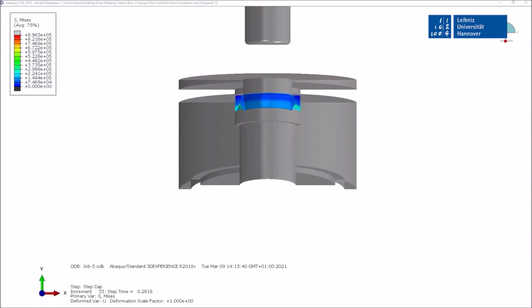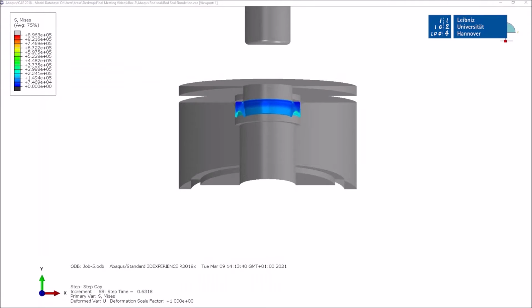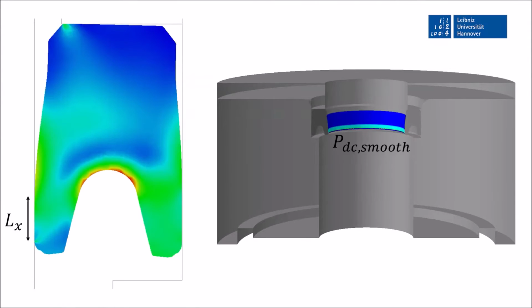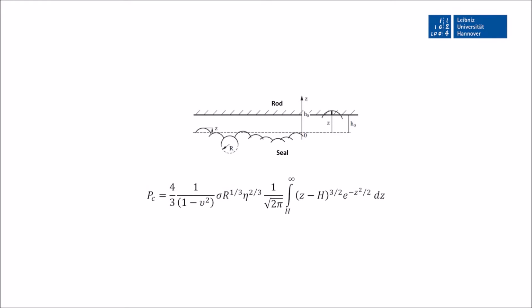Afterwards, a static contact mechanics and deformation analysis of the untextured seal is performed by finite element analysis. The output parameters of these simulations are the contact length, LX, and the contact pressure level, PDC smooth, between the seal and the counter surface. These values are forwarded to the contact mechanics analysis, which is based on the Greenwood and Williamson contact model, in order to determine an initial fluid film height, H.